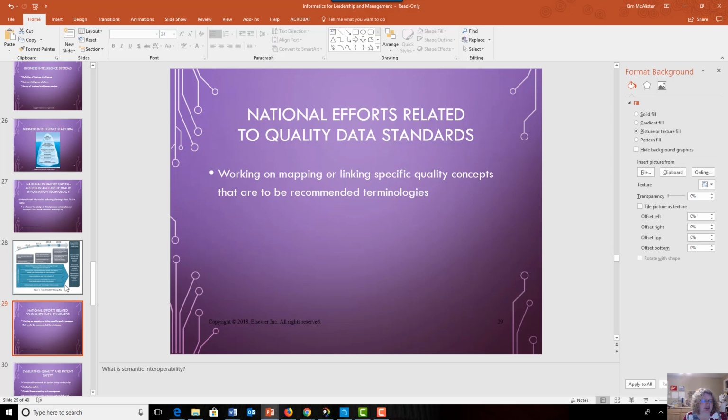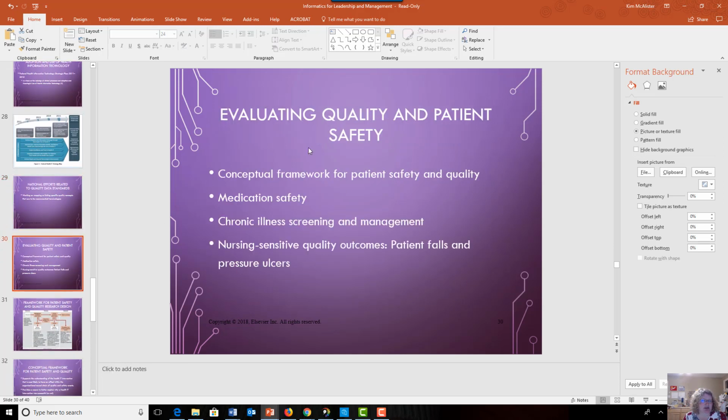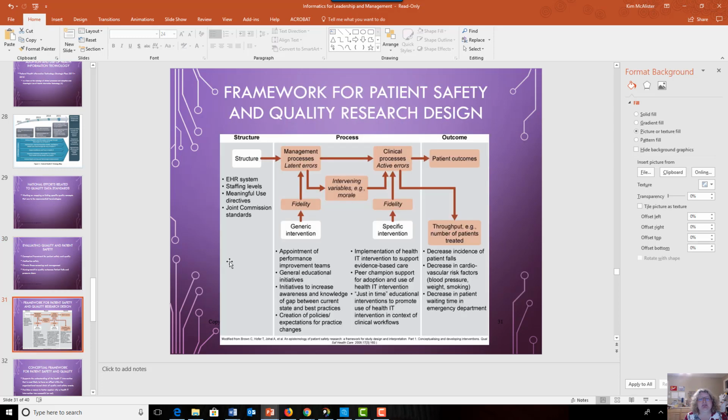So we've looked at also using this to identify quality and patient safety issues, and things like medication safety, your clinical decision systems that say, no, don't give that, or you need to record the apical pulse before you give your digoxin, or have another nurse verify your insulin dosage, and so on. And this just shows the framework for that quality research design, and you can look through that.